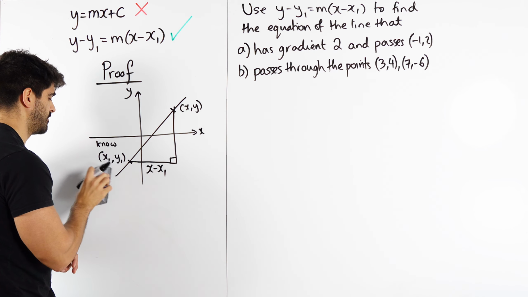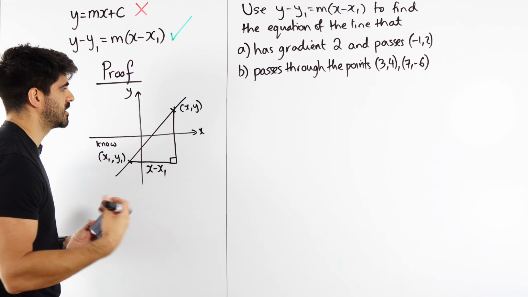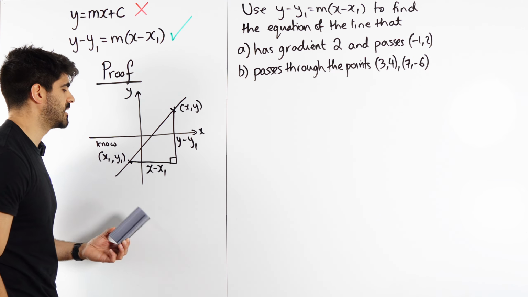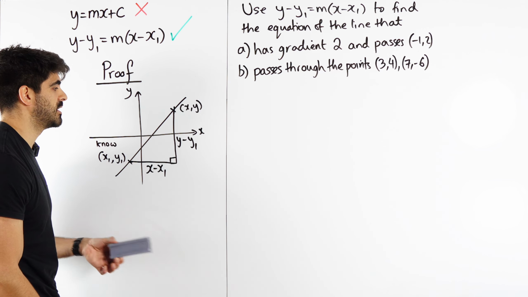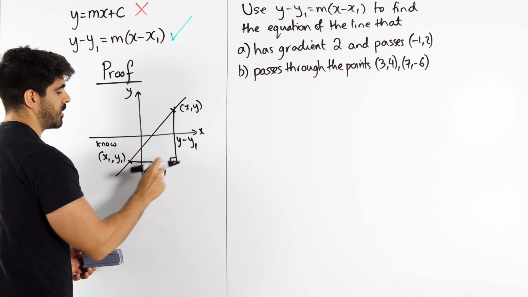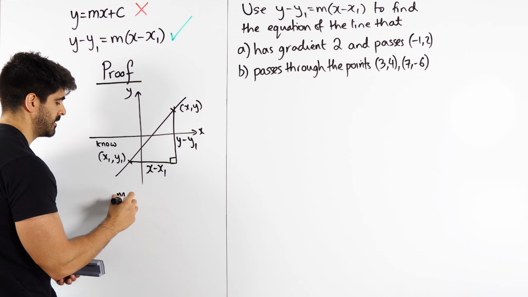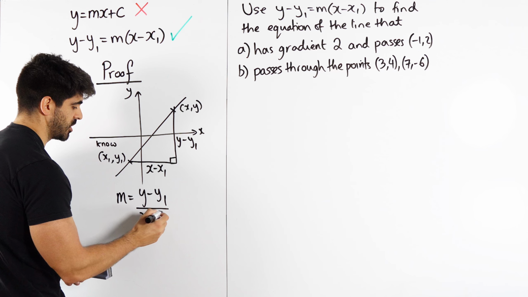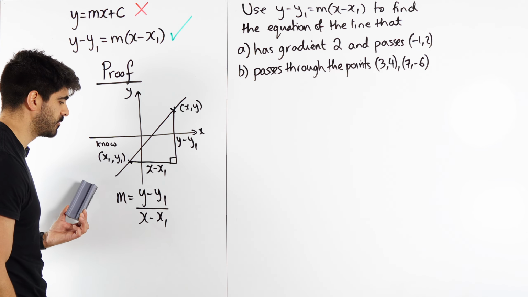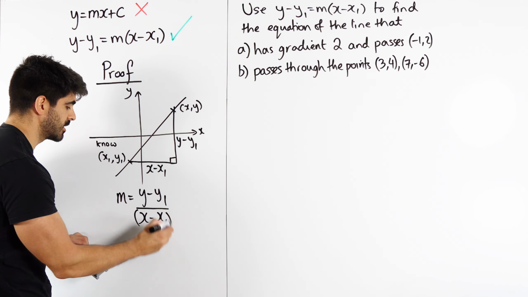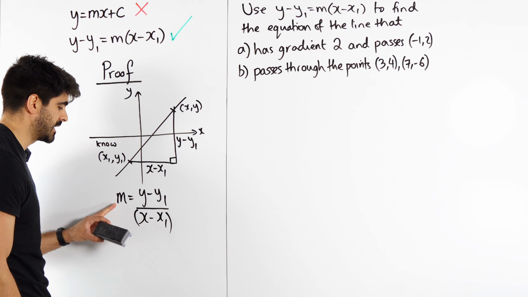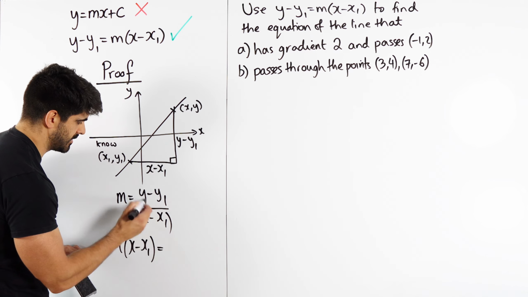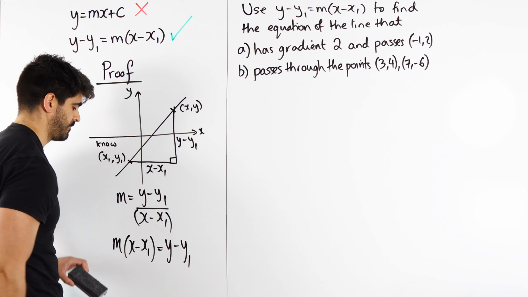Remember, this is generic. Then on the y-axis, you take them away: y take away y1. And what did I say? I said that the gradient is fixed. The gradient is m. M is the change in y over the change in x. So m is the change in y divided by the change in x. Then all we do is multiply through by the denominator, and then we're done. First, we put a bracket around this and multiply. We're going to get m lots of this is this. And that's proved.